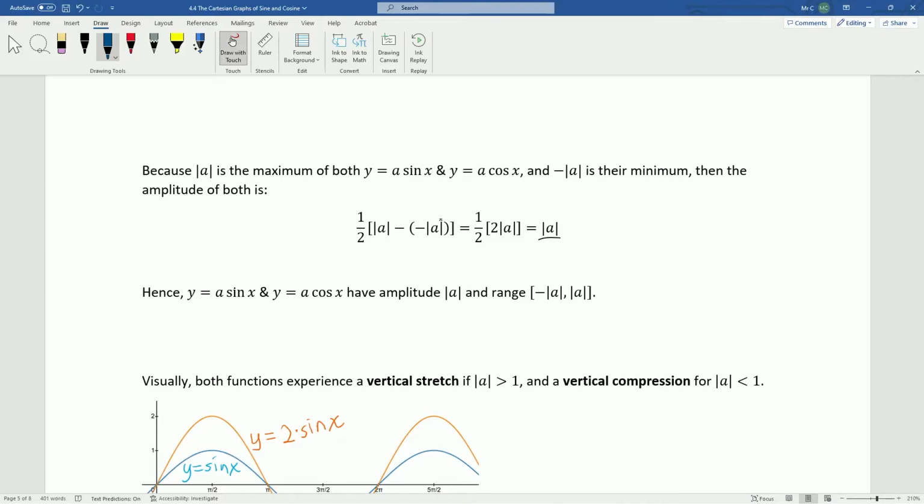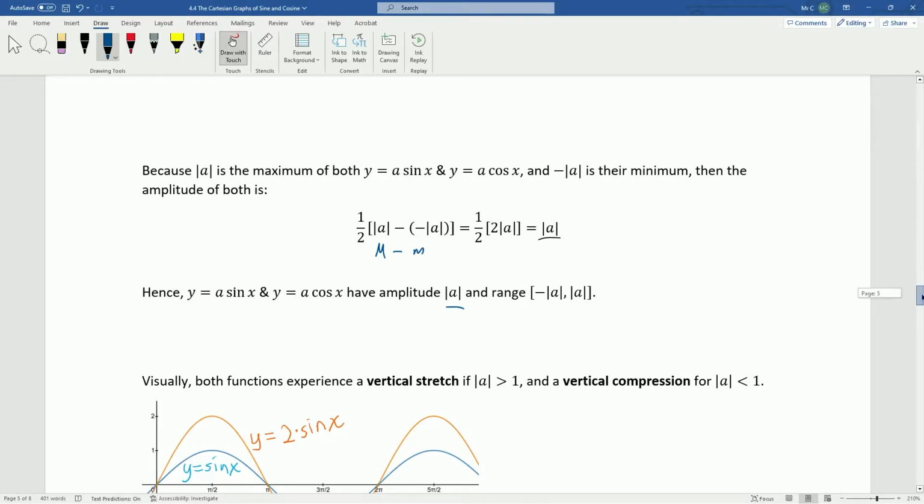So how do we get the amplitude? Well, if we just apply our formula, big M minus little m, that's 1/2 the absolute value of a minus the negative absolute value of a. But minus a negative is a plus, so that's 2 times the absolute value of a times 1/2. And 1/2 times 2 is 1, so that's just the absolute value of a. In other words, if we're looking at y equals a times sine of x or y equals a times cosine of x, then the amplitude is just the absolute value of whatever a is, and hence the range of these functions will be between negative the absolute value of a and the absolute value of a.